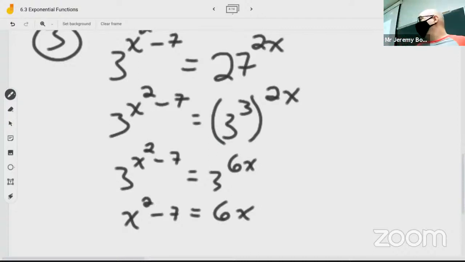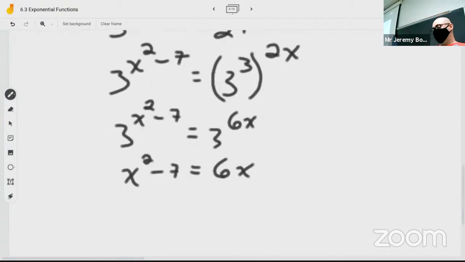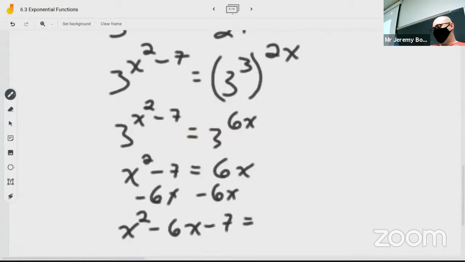And we're just going to solve it like any other quadratic. We want to get one side equal to 0. So I'm going to subtract 6x from both sides. I have x squared minus 6x minus 7 equals 0. We could try to factor it. It looks like you can factor it. Negative 7, positive 1. Yeah.